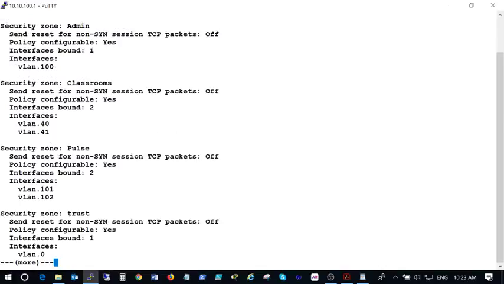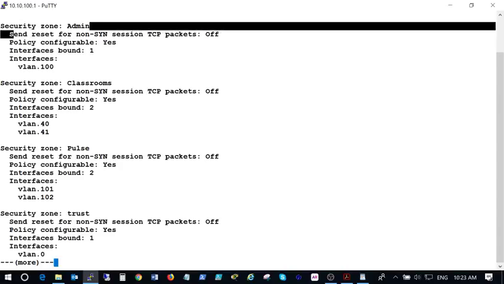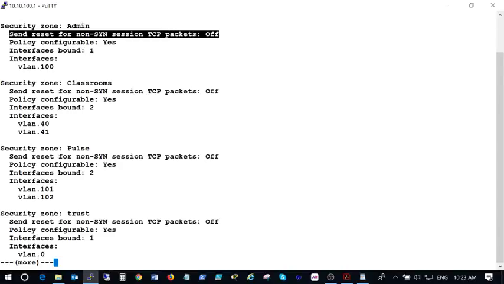On our firewall, we have a zone called admin. This next line here, send reset for non-sync session TCP packets off, that is a security thing. A session times out if there's no activity. A TCP session will time out after 30 minutes of non-activity. What can happen is the session's been pulled out of the firewall, but the endpoints are still trying to send traffic, and it's not going anywhere because there's no session.